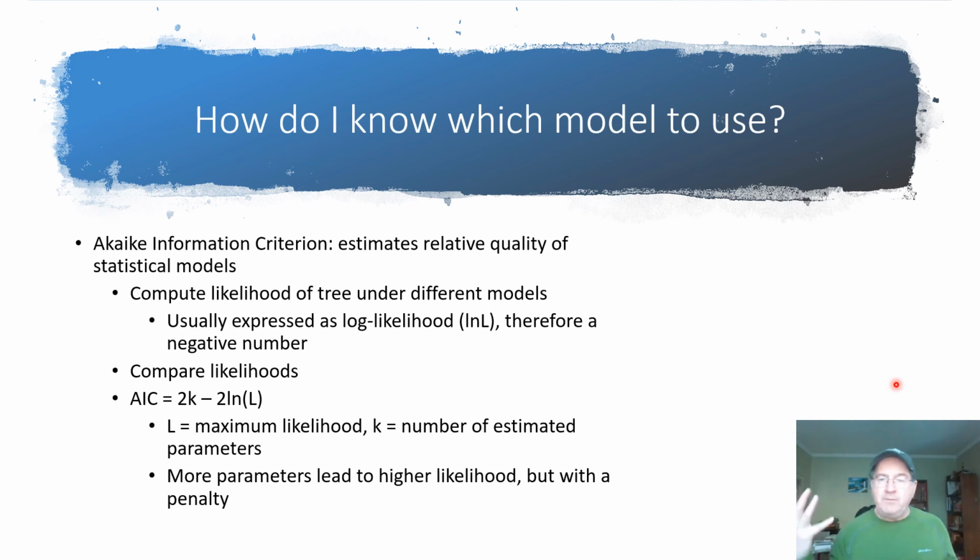Whereas in the general time reversible model, there are 12 possible changes, and we have to come up with 12 estimates of that. And where do those estimates come from? They come from the frequencies that we see in the data that we have at hand.